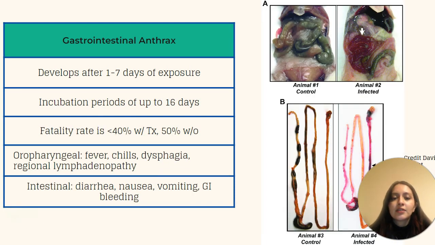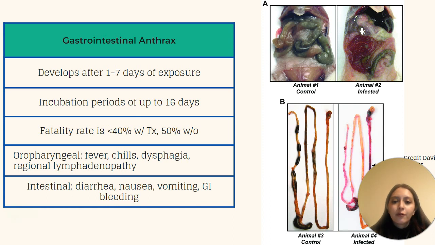So gastrointestinal anthrax. This develops after 1 to 7 days after exposure, and the incubation period has been reported to be up to 16 days. The fatality rate for this one is much higher than cutaneous anthrax. It's somewhere around 40% with treatment, and without treatment, that goes up to 50%.